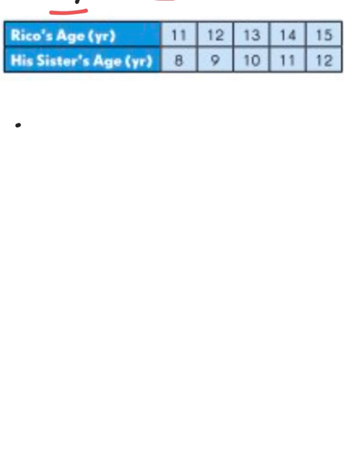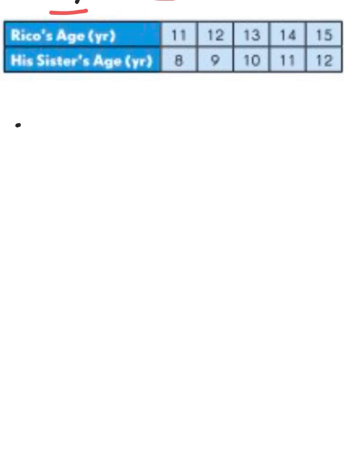Sometimes you will be given two sets of numbers, such as this table right here, and you will have to identify the relationship between these two sets of numbers, or these two number patterns. We have Rico's age, and we have his sister's age. When Rico's 11, his sister is 8. When he turns 12, his sister will become 9. And so on. What's the relationship between these two patterns? You need to come up with a sentence that explains what's going on here.